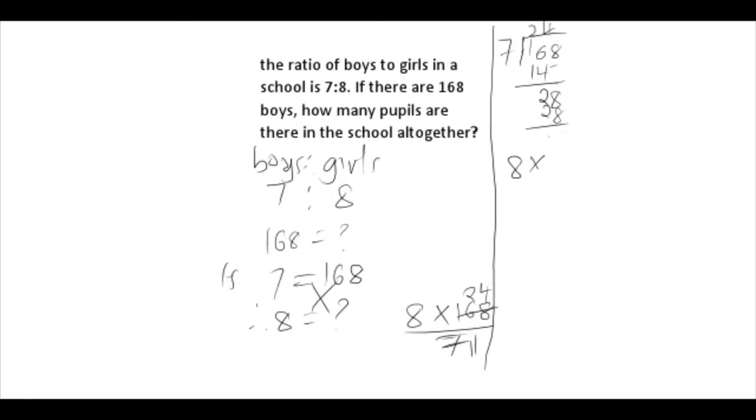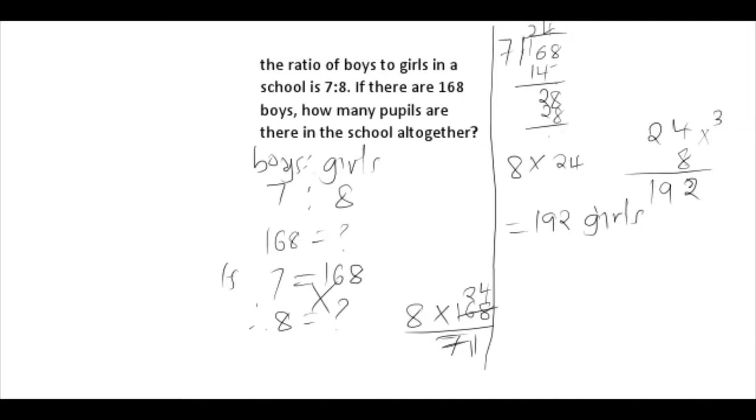So 24 times 8. 8 times 4 is 32, we carry 3. 8 times 2 is 16 plus 3 is 19. So we have 192. We have 192 girls.